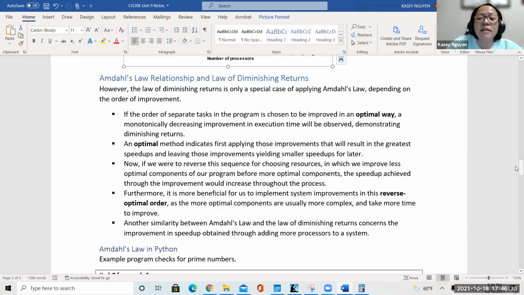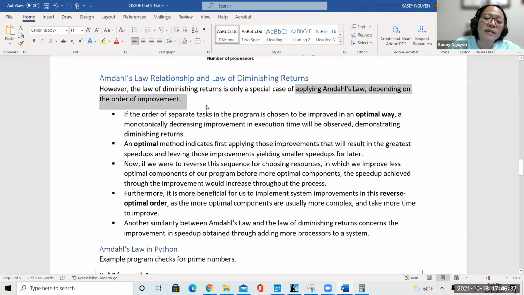And it really is applying Amdahl's law depending on the order of improvement. So here I highlighted some points. If the order of the separate tasks of the program is chosen to be improved in an optimal way, it would decrease the improvement of execution and demonstrate diminishing returns. When you're using an optimal method to apply those improvements, it will result in the greatest speed up, leaving those improvements that yield smaller speed up for later.